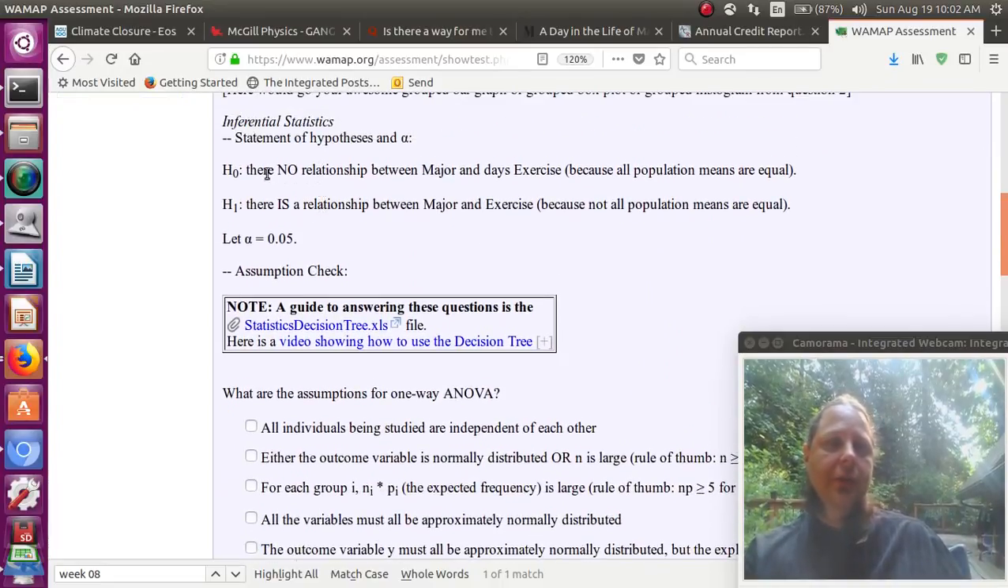Next, here's our null and alternative. Notice that it's always written out in words. There's no relationship between the two variables. In other words, all population means are equal, and at least one population mean is different, so not all equal.